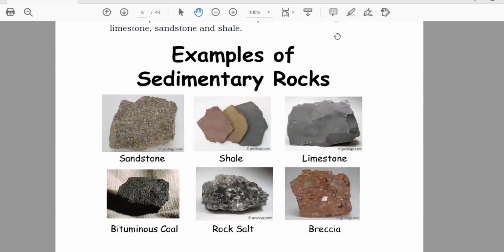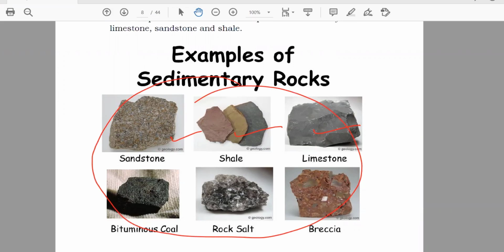Now, examples of sedimentary rocks. Like igneous rocks, we had basalt, granite. For sedimentary rocks, they have sandstone, shale, limestone. So these are the examples of sedimentary rocks. You should know their names because sometimes they ask for examples in the exam paper.